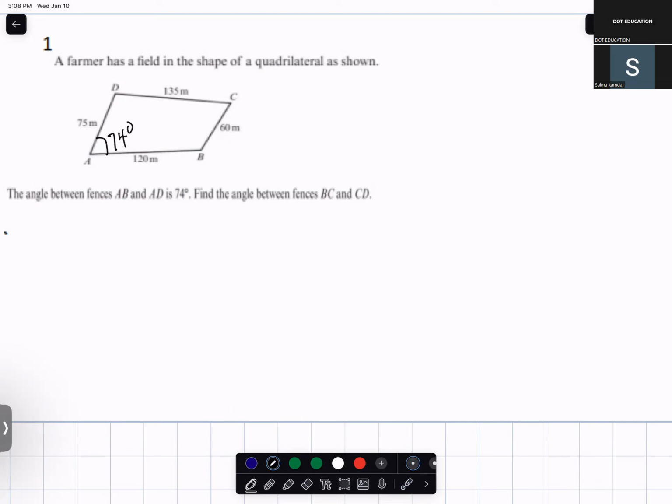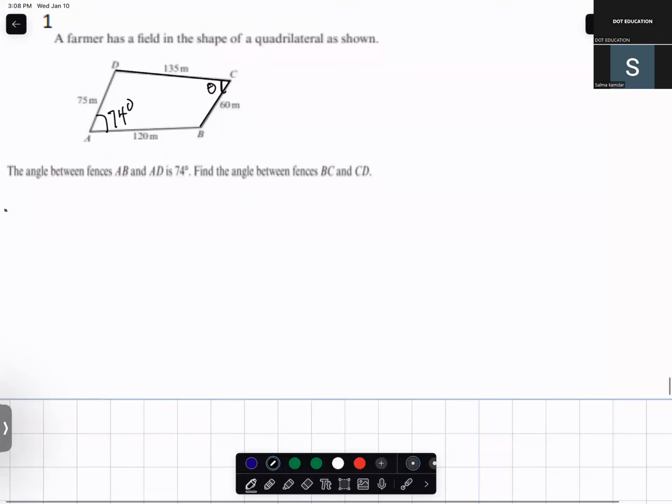We are looking for the angle between BC and CD. So this is the angle we are asked to look for. Before we proceed, I will want to divide this shape into two parts. So I'll draw a line to separate this quadrilateral as shown.